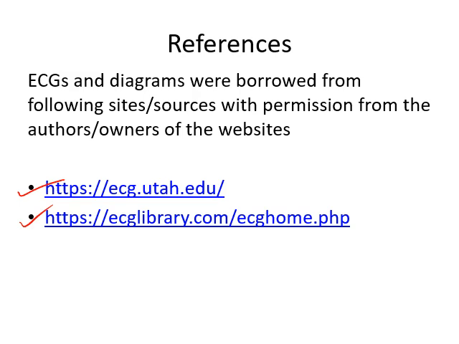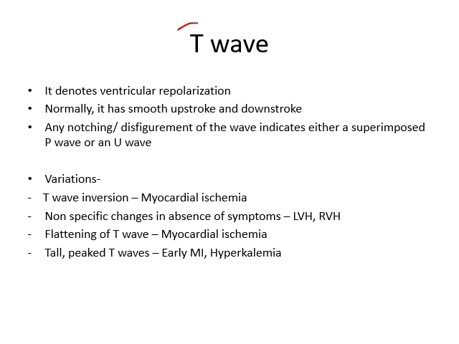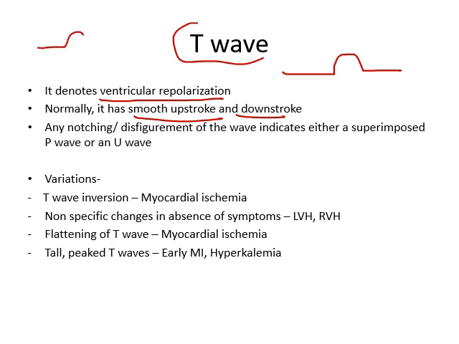Let's talk about T waves. T wave denotes ventricular repolarization and is normally a smooth upstroke and downstroke. So normal T wave looks like this. If you see any notching or any disfigurement of T wave, that is probably due to a superimposed P wave or a U wave. Now, what other abnormalities are seen with T wave?